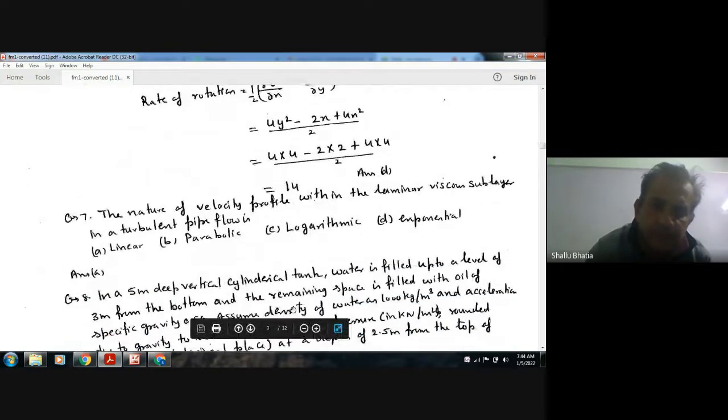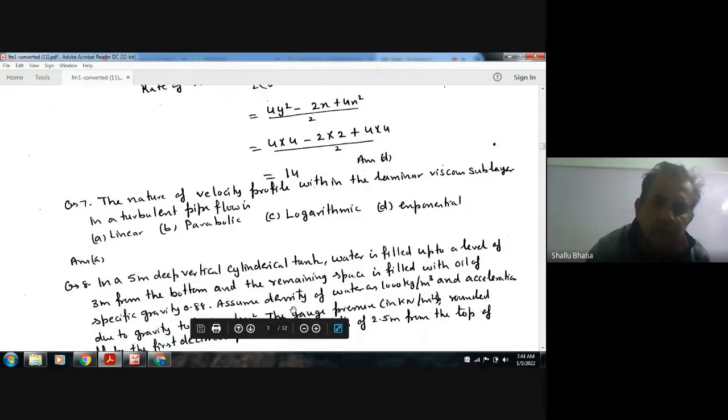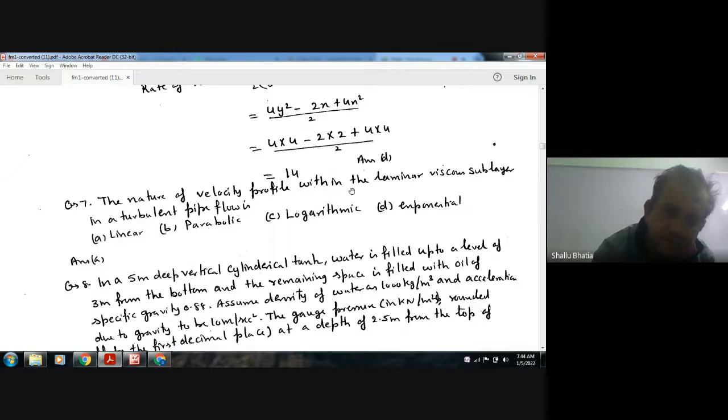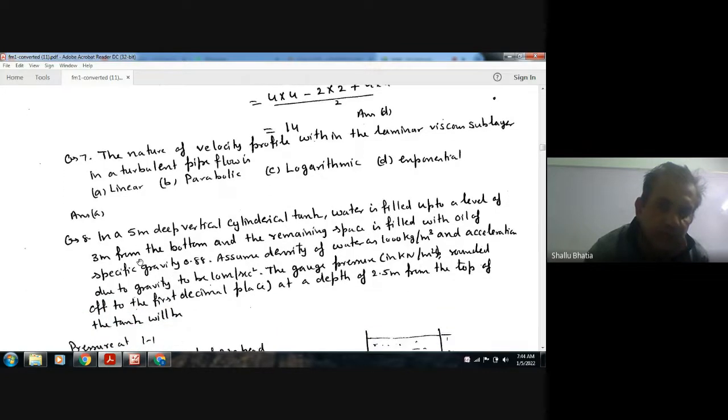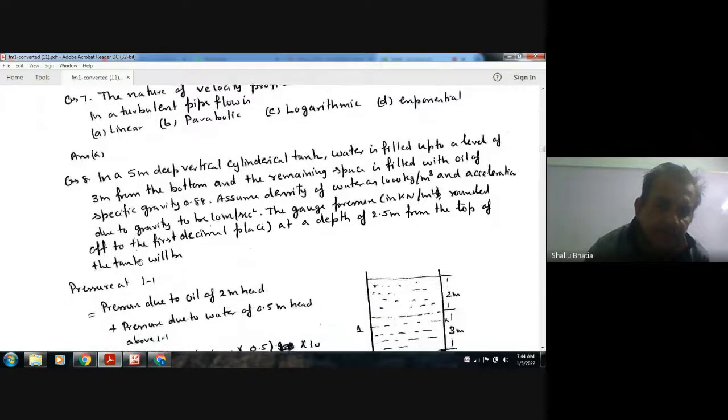Next, the nature of velocity profile within the laminar viscous sublayer in a turbulent flow is linear, because within a turbulent region, when a laminar sublayer exists, its profile is linear, and Newton's law of viscosity is satisfied. So u by U is equal to y by delta. Okay, that is the velocity profile of the laminar sublayer during turbulent pipe flow.